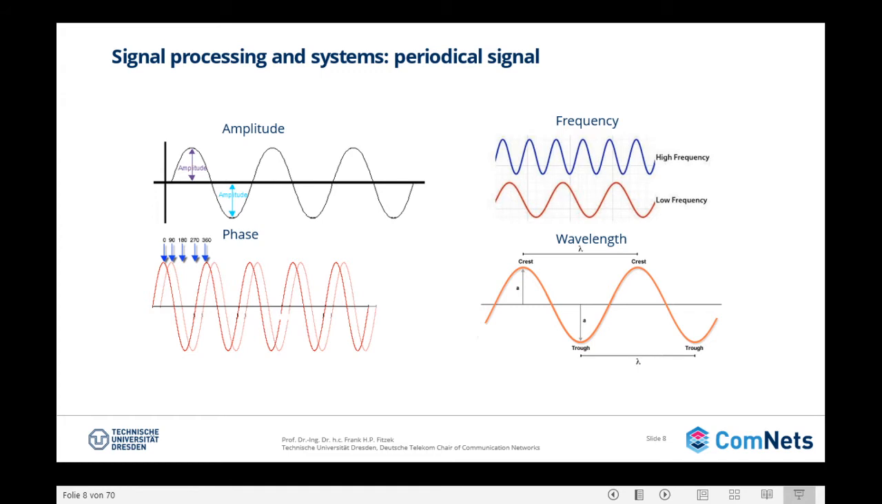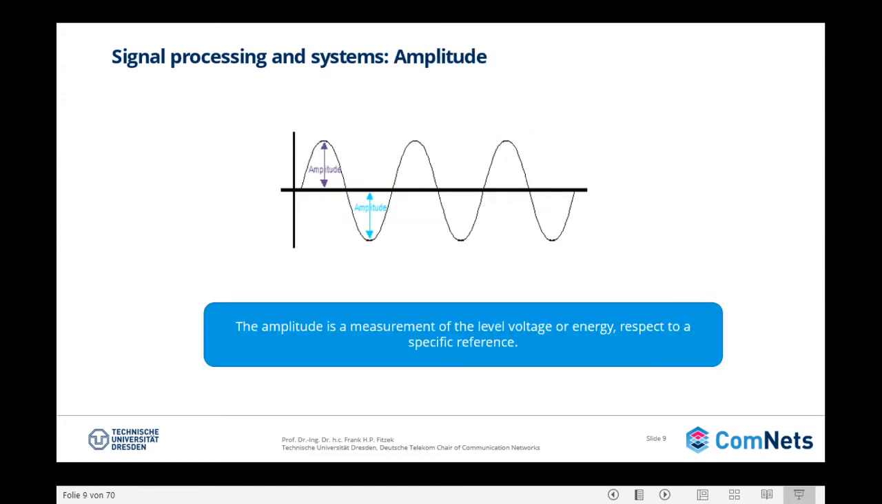Let's start with the amplitude. The amplitude is the measurement of the level of voltage or energy with respect to a specific reference. Here in this picture, our reference is the horizontal axis. Then the maximum displacement of our signal with respect to the horizontal axis is what provides us the amplitude. This is the measurement of the amplitude of the signal.